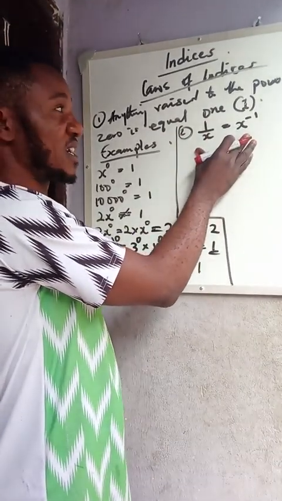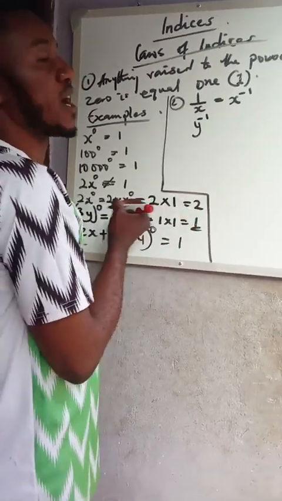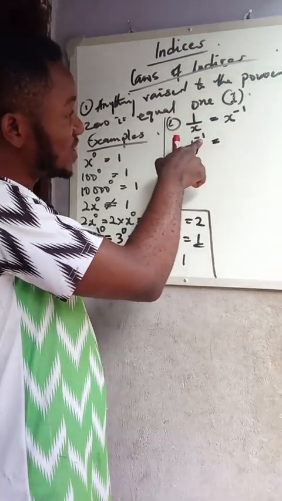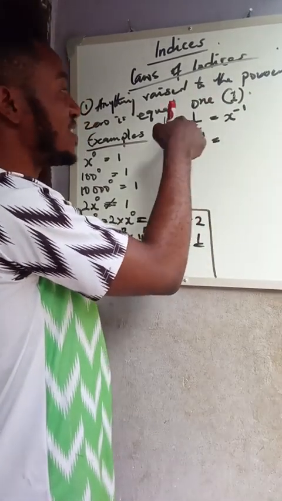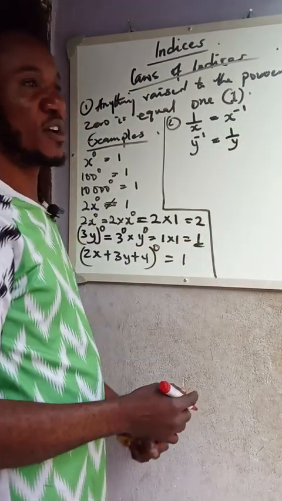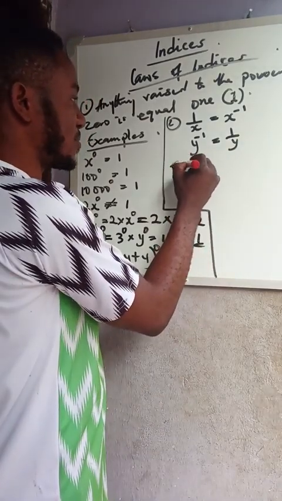This is for this. So in other words, what if I have y raised to the power minus 1? What will it be? To remove this minus, it becomes the opposite, or the inverse reciprocal of this, which is 1 over y. You understand?